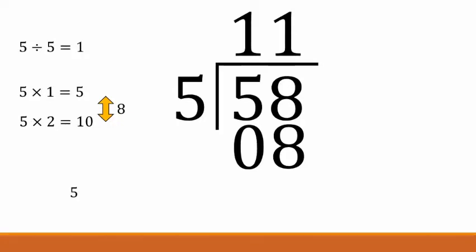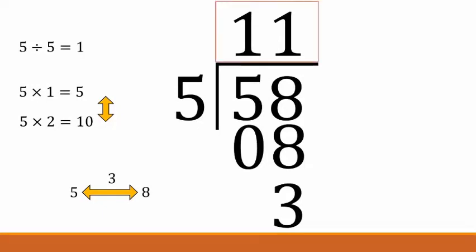Now, we have to discover the distance that is between 5 and 8. That was the number that we were looking for. So if you do the subtraction, you are going to discover that it is a 3. So that is our remainder. Let's put it right here. This number 11 will be our quotient, and this other number 3 will be our remainder.